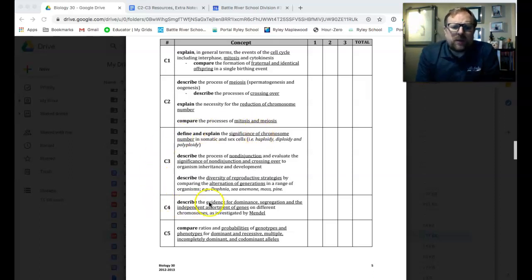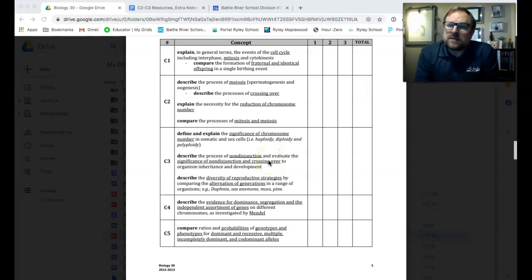And then we're going to jump into concept C3, which we're going to use to define and explain the significance of chromosome number. So we'll have another look at some being haploid, diploid, or polyploid, and understand what those concepts mean. I'm going to talk about the idea of nondisjunction and what nondisjunction is and why we should care about it, as well as the significance of crossing over.